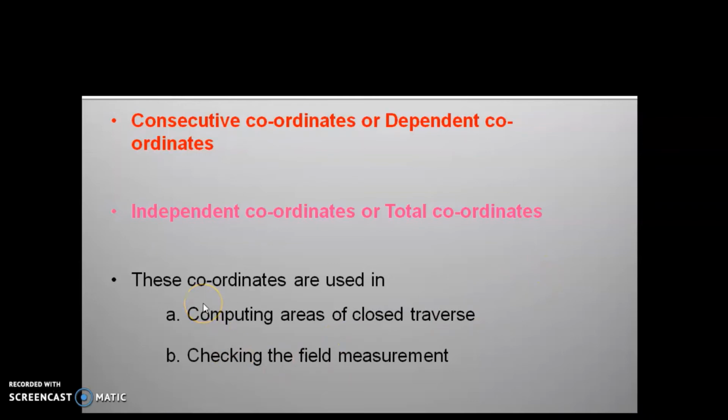Now, for what purpose are these coordinates used? They are used in computing the area of a closed traverse. And you can also check the field measurement: you can plot a check line, measure the distance on the ground, and after plotting the closed traverse on a map, you can check. Suppose you have already performed a closed traverse like this.